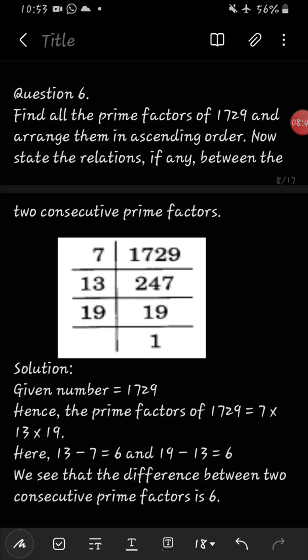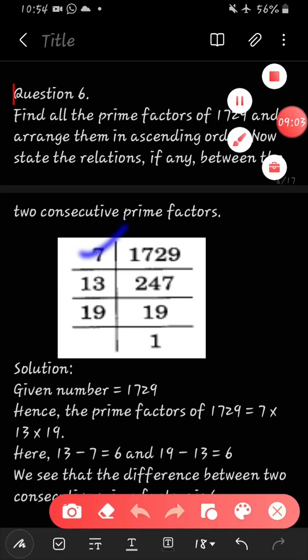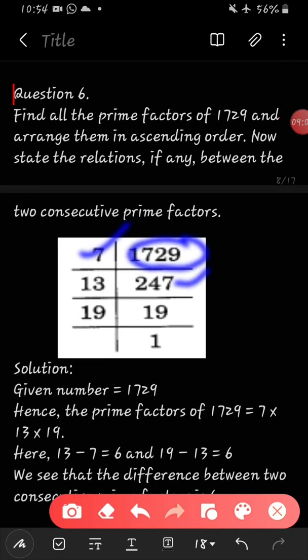Now question number 6: find all the prime factors of 1729 and arrange them in ascending order. Now state the relation, if any, between two consecutive prime numbers. So directly we are finding the prime factors of 1729. It is not divisible by 2 or 3 or 5. Directly it is divisible by 7. So we have started with 7. 7 into 247 is 1729. Then 13 into 19 is 247. And 19 into 1 is 19, since 19 is a prime number.